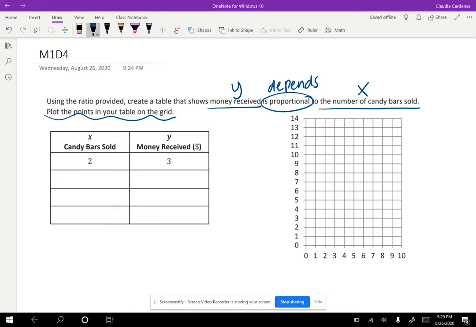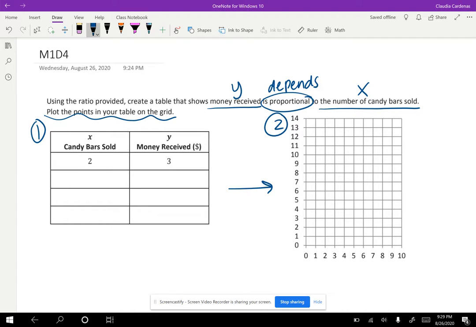Well, what is the problem asking us to find? Well, I know it wants us to use the ratio in the table to fill out the rest of the table and therefore make it proportional. Once we're done with that, we then have to plot the points from our table into the grid to graph the proportional relationship. Okay, so we have two parts, table, graph.